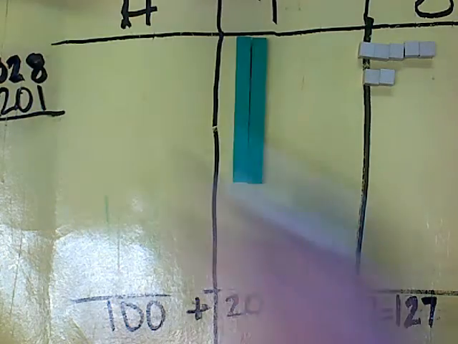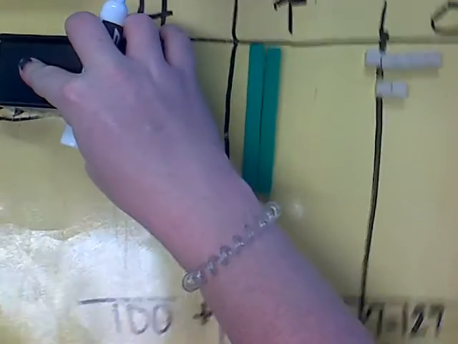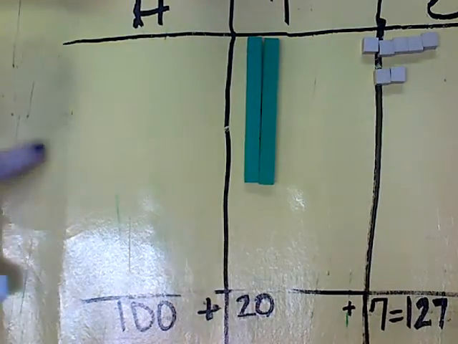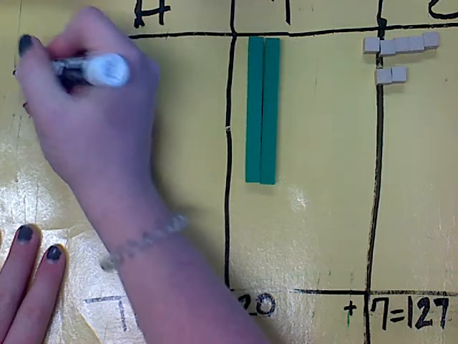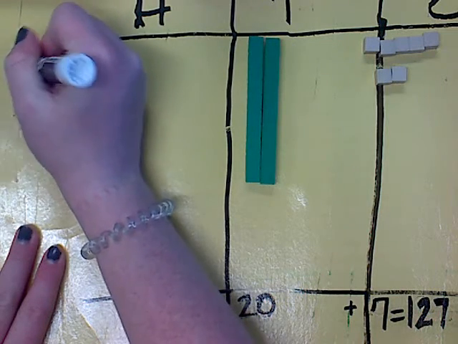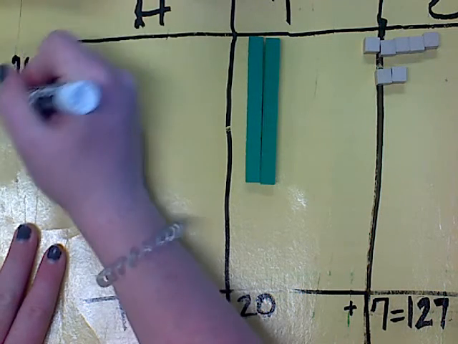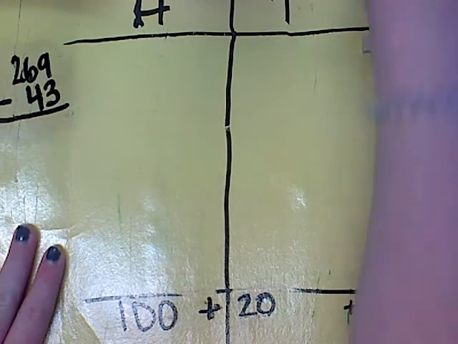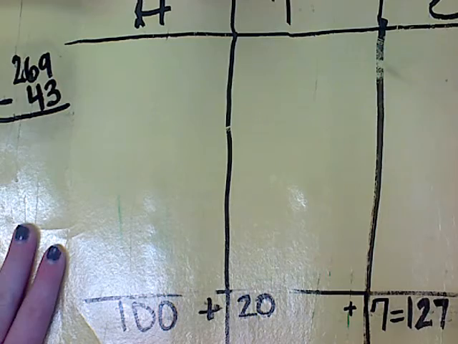I have one more problem I'm going to show you, and then you can work on it by yourself after pausing the video, and unpause the video to check your work. 269 minus 43. Go ahead and start building that number, and then unpause the video to check your work.